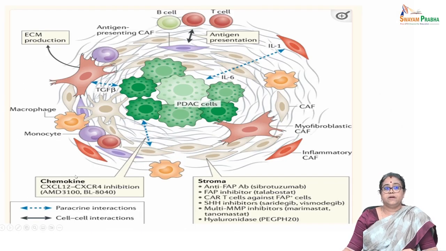So, this is an example to show pancreatic adenocarcinoma cells. Now, this is a tumor environment. So, you can see how these PDAC cells are contained within the tumor microenvironment, and you have all the important cells that I mentioned, like the TGF-beta, and then you have the macrophages, the monocytes, the cancer-associated fibroblasts, then you have the antigen presentation happening, the B cells and the T cells recruited. Now you have the myofibroblastic caps, the inflammatory caps, all these are present.